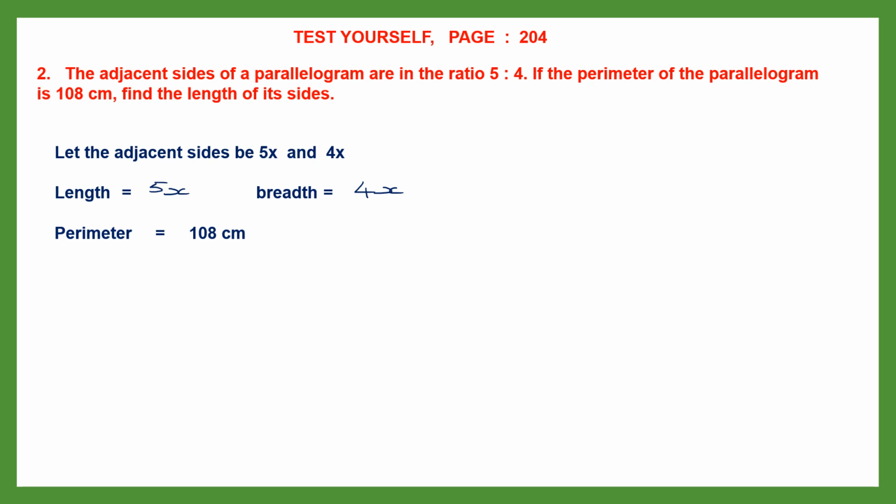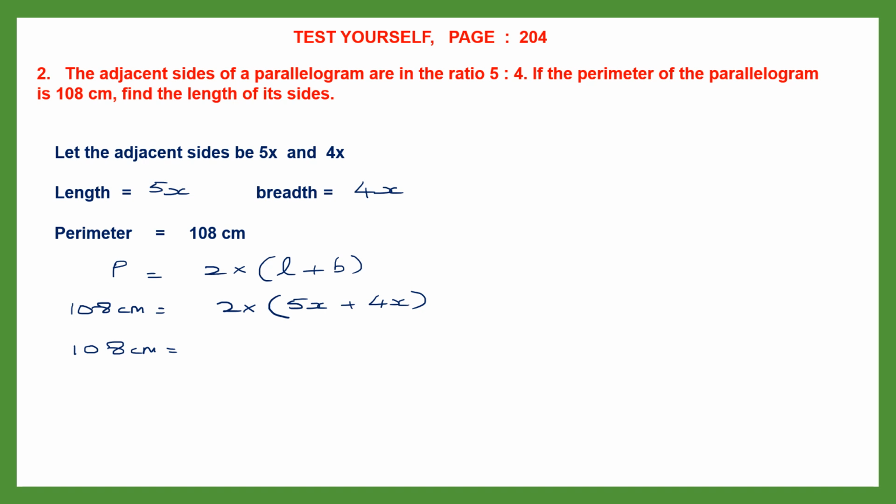Now we know the formula of perimeter, isn't it? Perimeter is equal to 2 into (length plus breadth). And perimeter is given to us as 108 centimeters, and this is equal to 2 into, and length we said let it be 5x and the breadth 4x. So now 108 centimeters is equal to 2 into (5x plus 4x), that is 2 into 9x. So 108 centimeters is equal to 2 into 9, which is 18x.